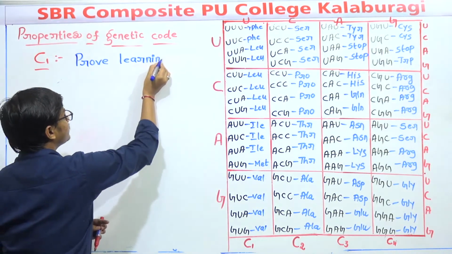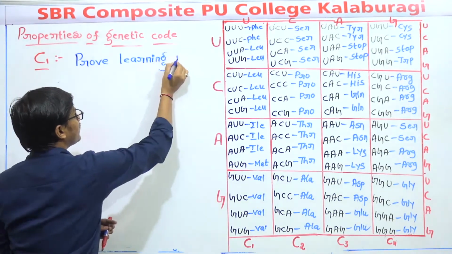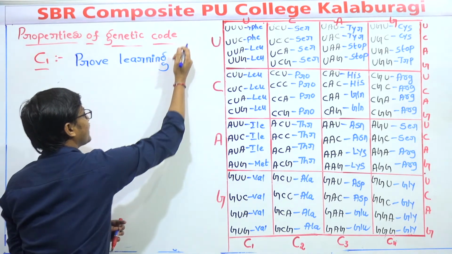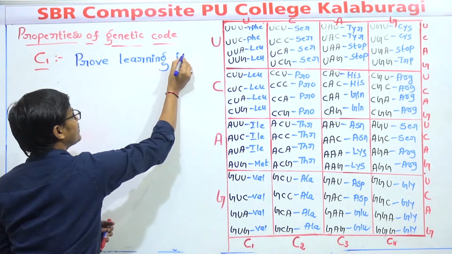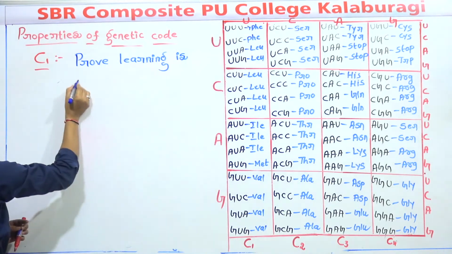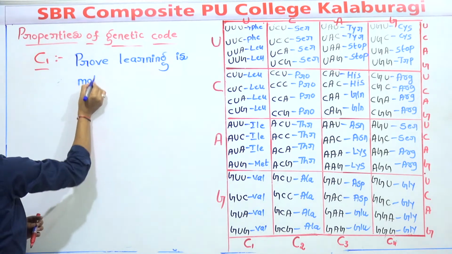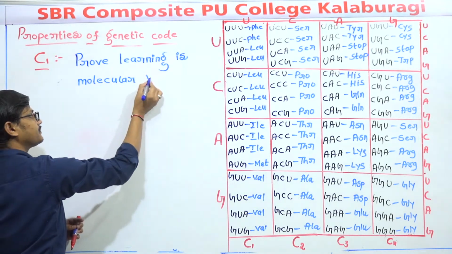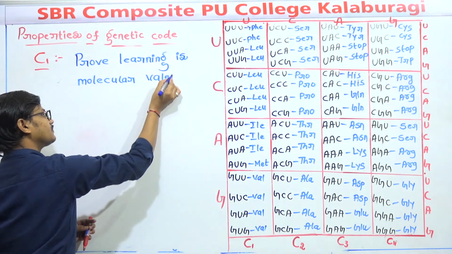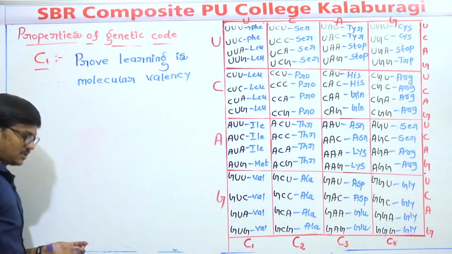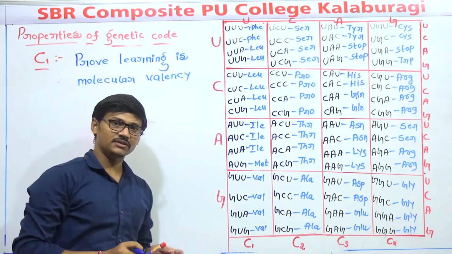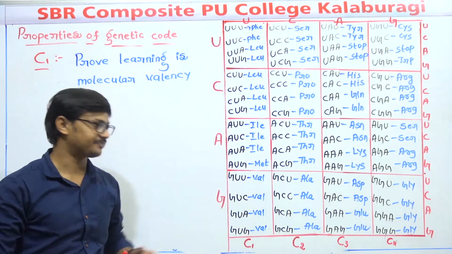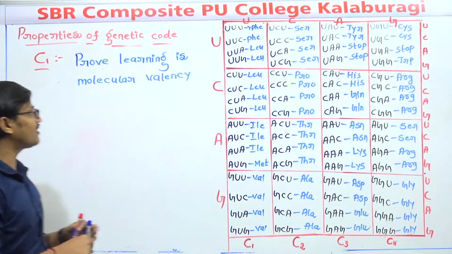Pro learning is, or instead of in, you can take is, then it will be very easy. Pro learning is molecular valency. Okay, so this is a method or trick to remember all the amino acids of column 1. So what is the meaning of this?